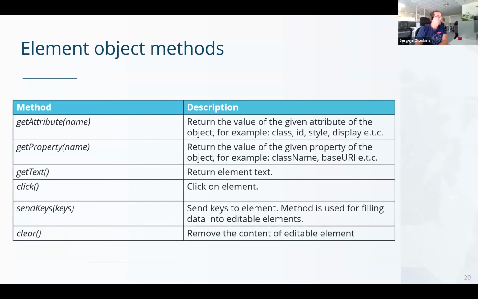When such an element is found, you can either get some data from it or you can interact with it. You can actually retrieve attributes, properties, and text of the web page elements using the getAttribute, getProperty, and getText methods. You can click on any page element. You can write any information into each page element using send keys, or you can delete previously entered information using clear.